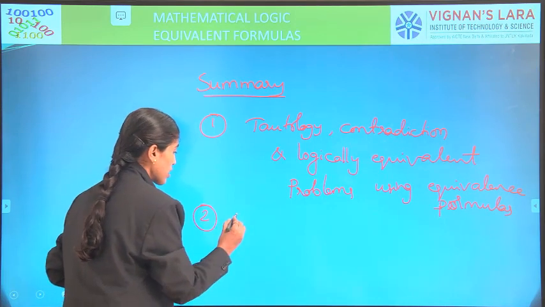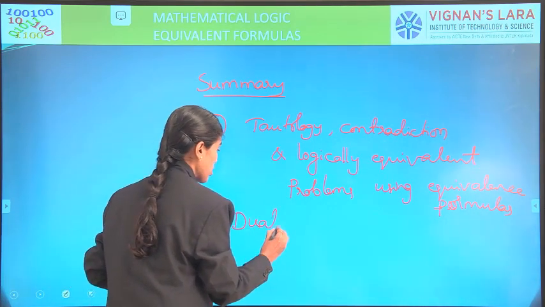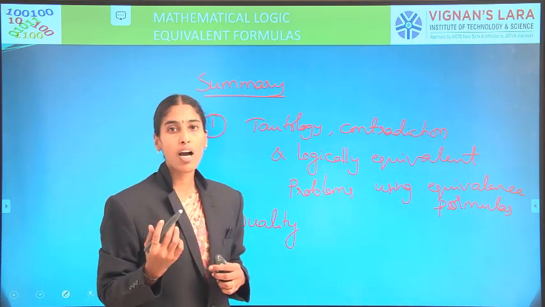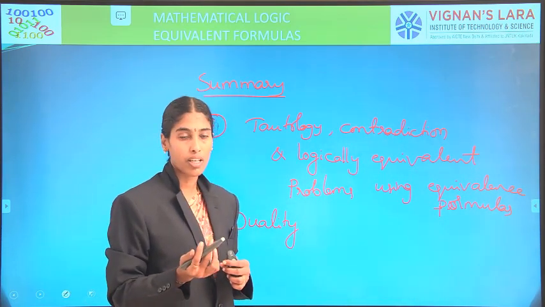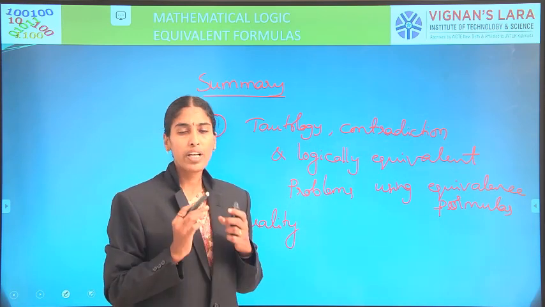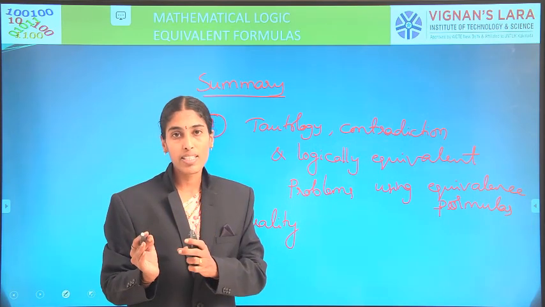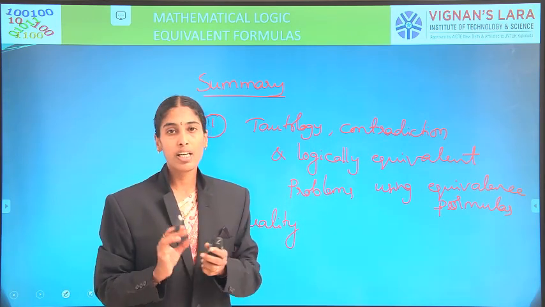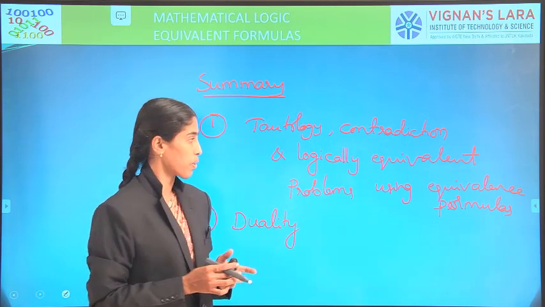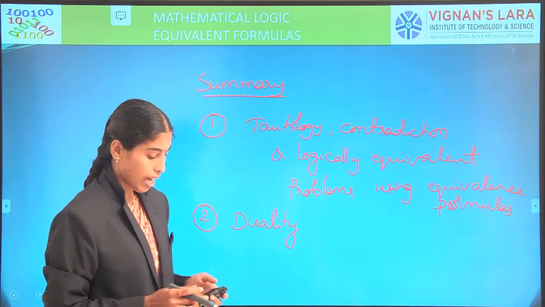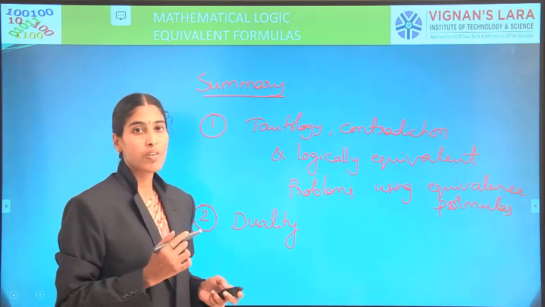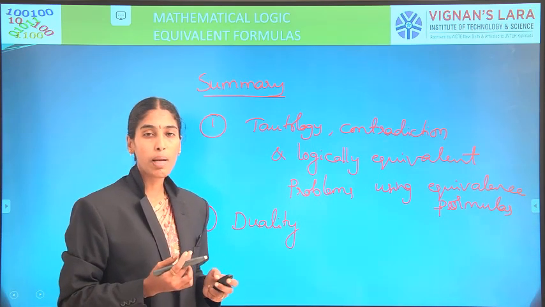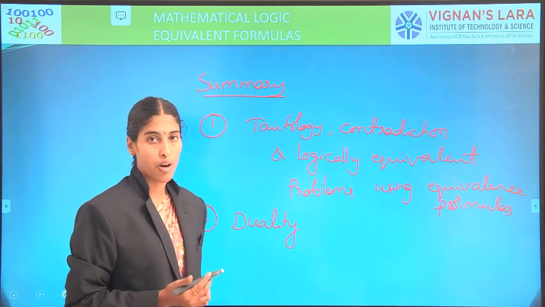Then we discuss the duality principle or duality law, which is obtained by replacing AND by OR, OR by AND, and T by F and F by T. If any conditional or biconditional is there, convert that conditional and biconditional into OR and AND symbols. This is the summary of this class. In the next class we will discuss DNF and CNF, that is disjunctive normal form and conjunctive normal form. Thank you.